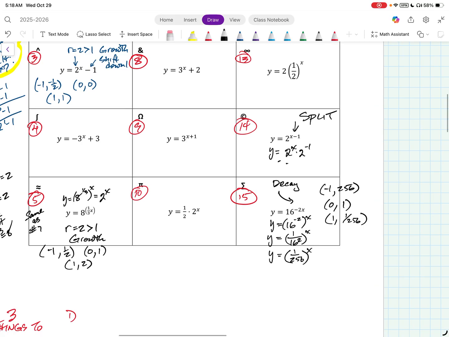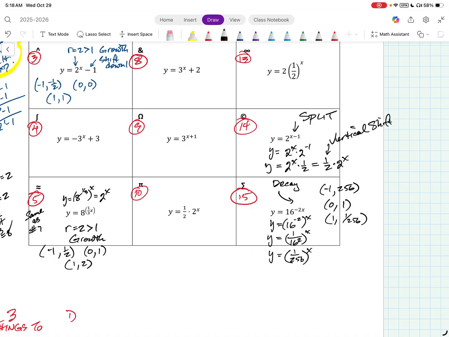So this gives you 2 to the x power times 1/2. And rewrite that, just bring this in front. So it's 1/2 times 2 to the x power. All right, so this right here, this 1/2, when you multiply something by 1/2, this is a vertical shrink.